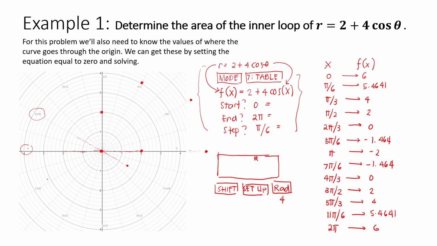Then 7 pi over 6. That's the same as 5 pi over 6. It's negative 1.464. So let's say at this point, going to its opposite side because it's negative. Then going back to 0 for 4 pi over 3. And then next is 2. And then 4. And then 5 point something. Then going back to 6.